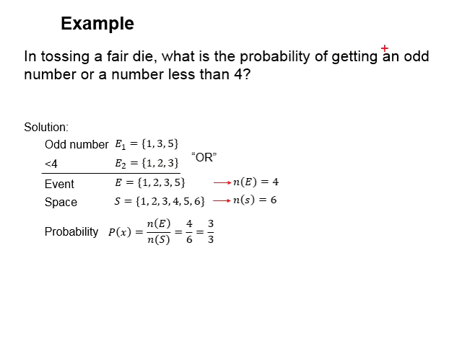The event of an odd number or a number less than 4 will be all the numbers that appear within the two events, which is 1, 2, 3, and 5. That is a total of 4 outcomes. The sample space is equal to 6. The probability will be 4 divided by 6, and the answer is 2 out of 3.